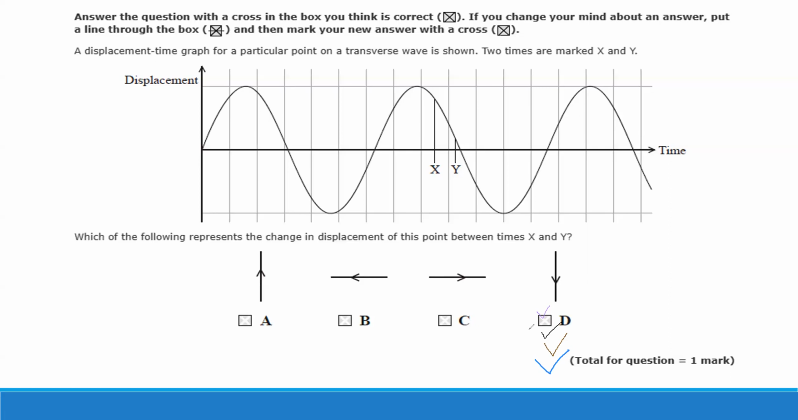You all think it's D? Good. I have a question. Why isn't it B? Why is it D? The answer is because it's a transverse wave. Transverse waves oscillate at right angles to where the wave is moving, meaning the displacement's either up or down. It's not left or right. If this was a longitudinal wave, then the answer would be B.